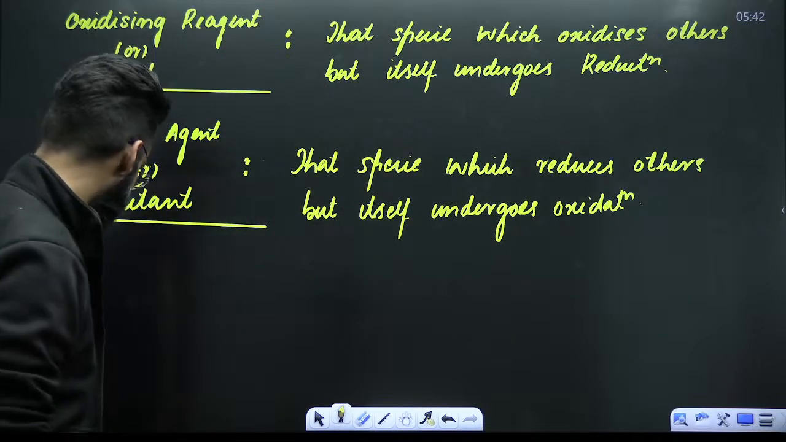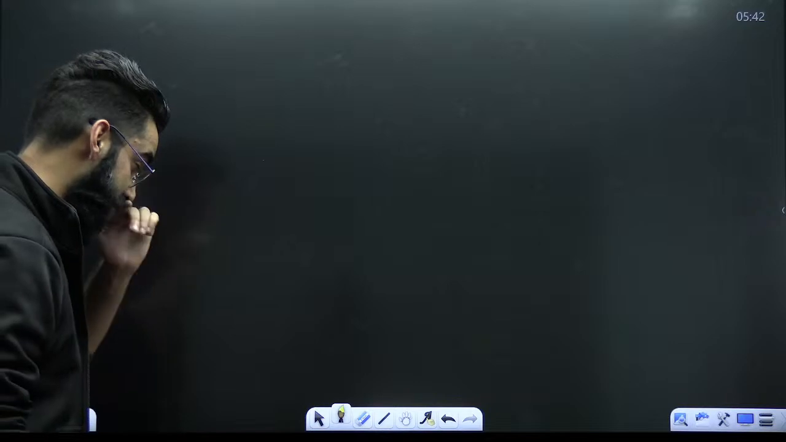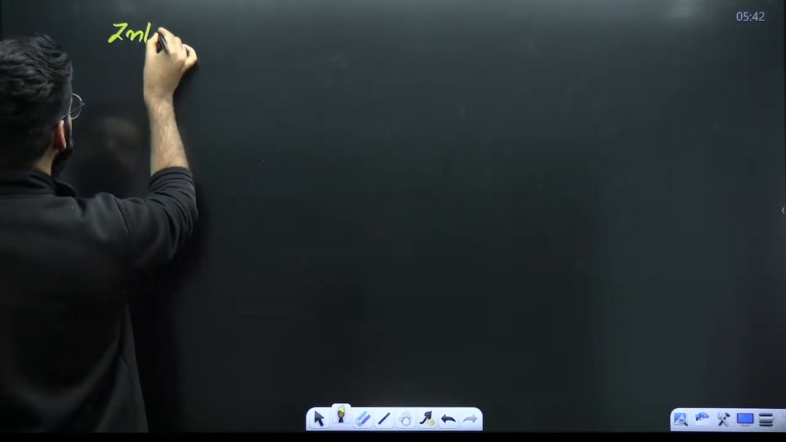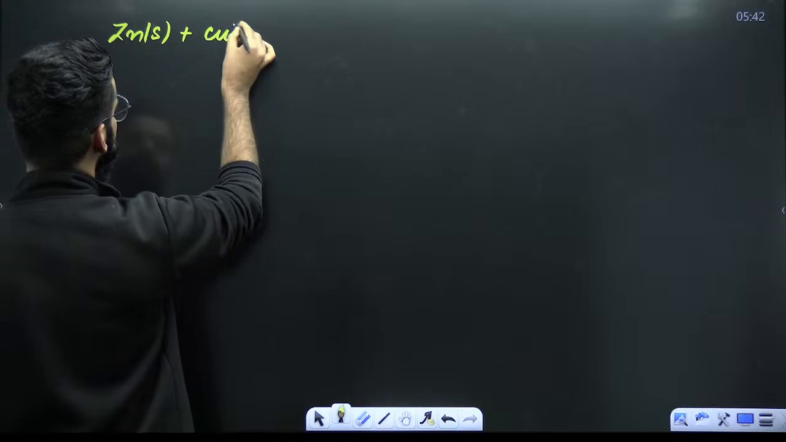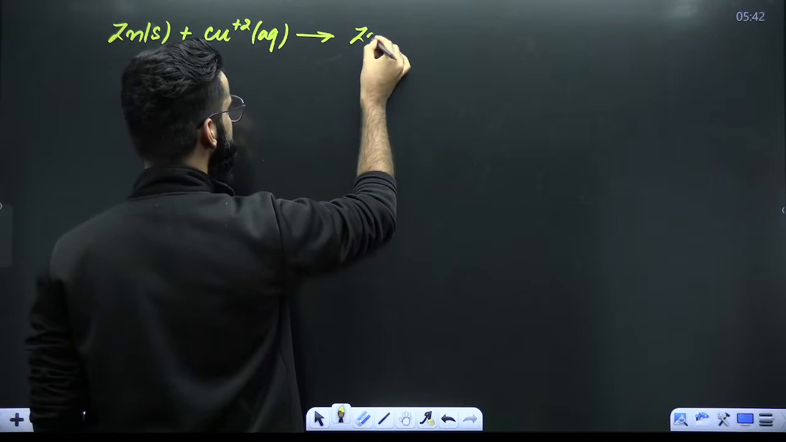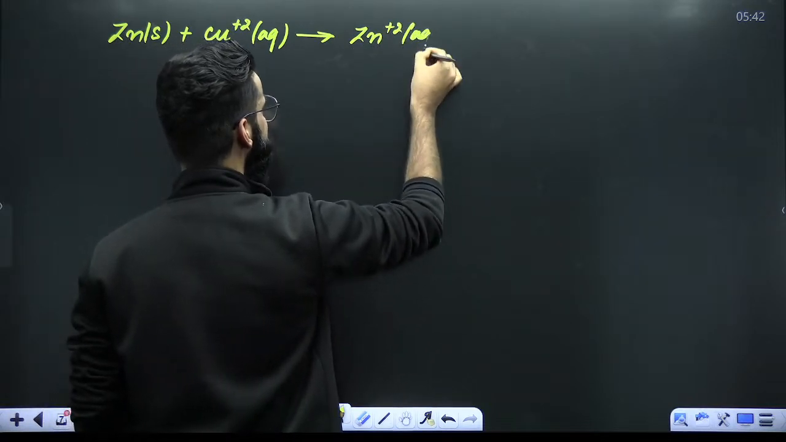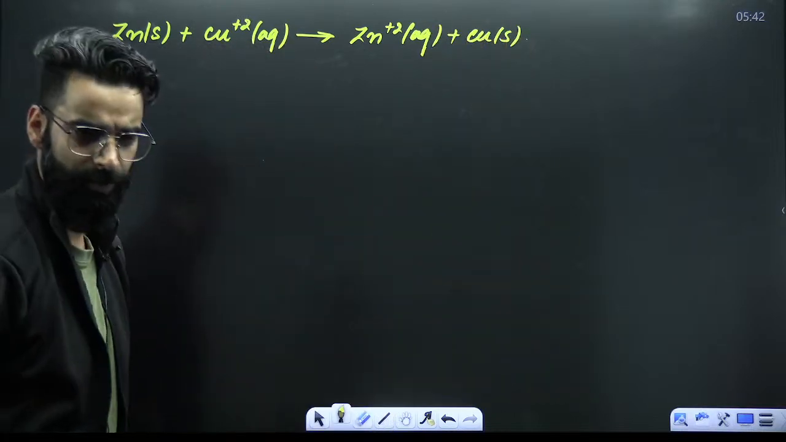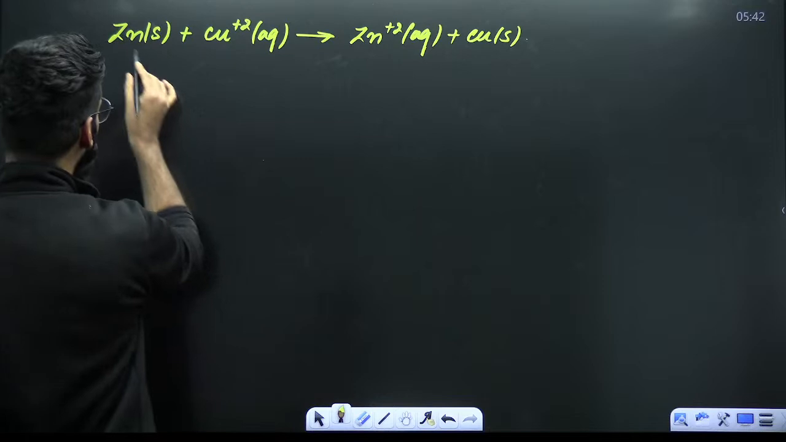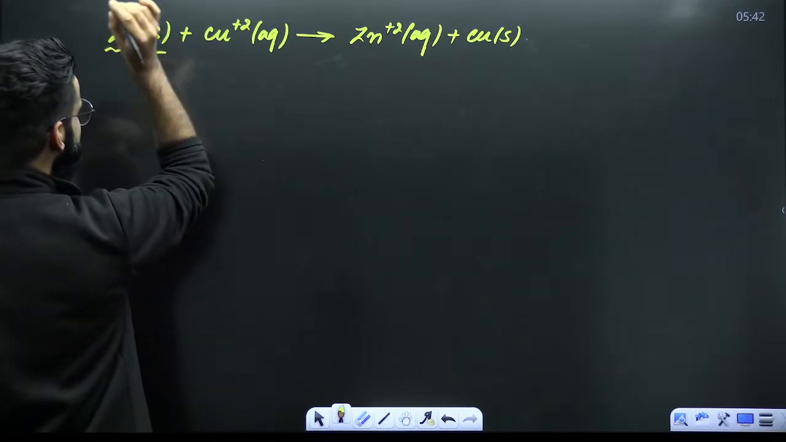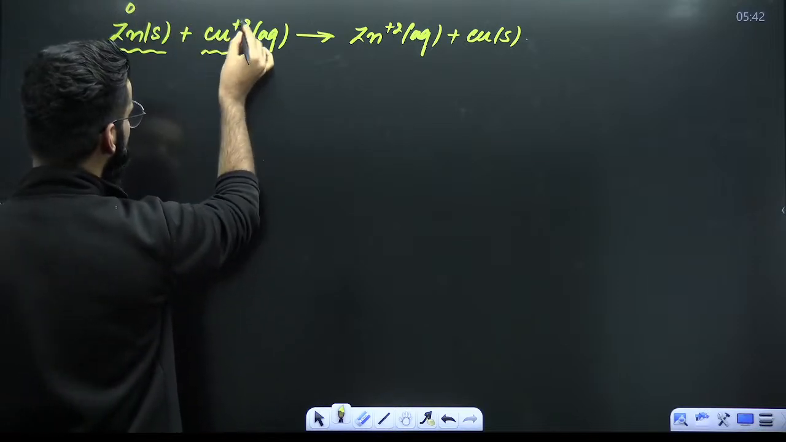Let's try to understand these two definitions over here. Try to understand what exactly I'm going to say. This is something important which I'm going to tell you now. See guys, for example, I've got a reaction and the reaction is like this. Zinc solid plus copper dipositive aqueous, let's say it gives zinc dipositive aqueous plus copper solid. Let's assume this is the reaction. Now, if I ask you, what is the charge present on this zinc over here? It is zero. That means its oxidation state is zero. The charge present on copper right here is plus two.